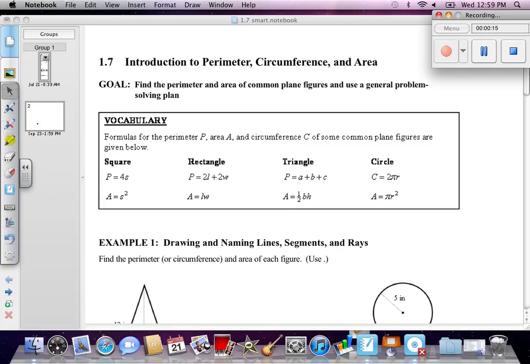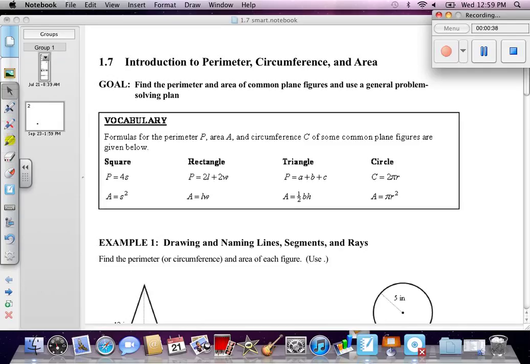Square: 4 times the sides could be the perimeter. Area is the sides squared. Rectangle is 2 times length plus 2 times width, which would also work for a square. Area is length times width. Perimeter of a triangle is all the sides added up. Area of a triangle is 1/2 base times height. Circle: circumference is 2 pi r, and area is pi r squared.